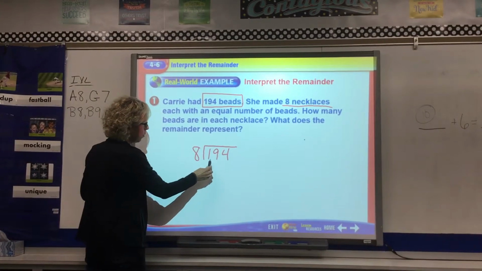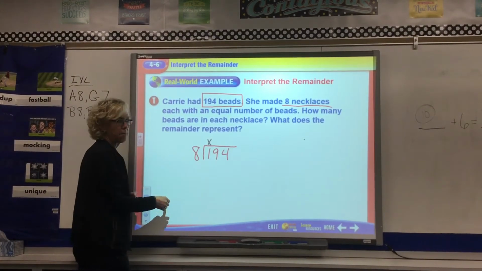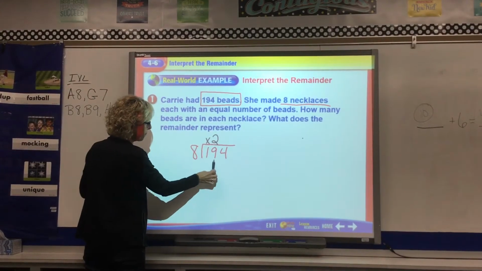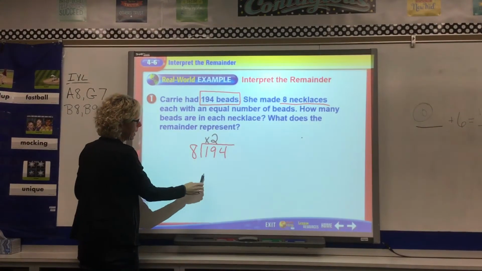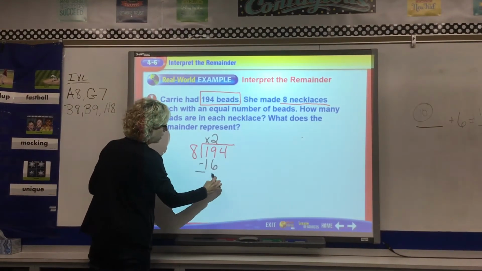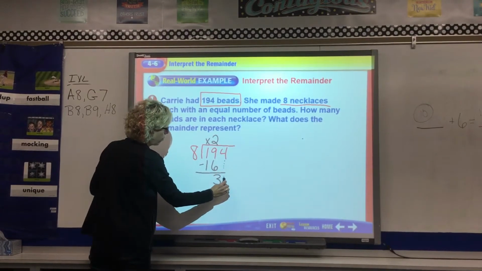Does 8 go into 1? No. Does 8 go into 19? Yes. How many times without going over? And we would say 2. I put my 2 directly above the 9. 2 times 8 is 16. I subtract, and I would get 3. I'm going to bring down the 4.